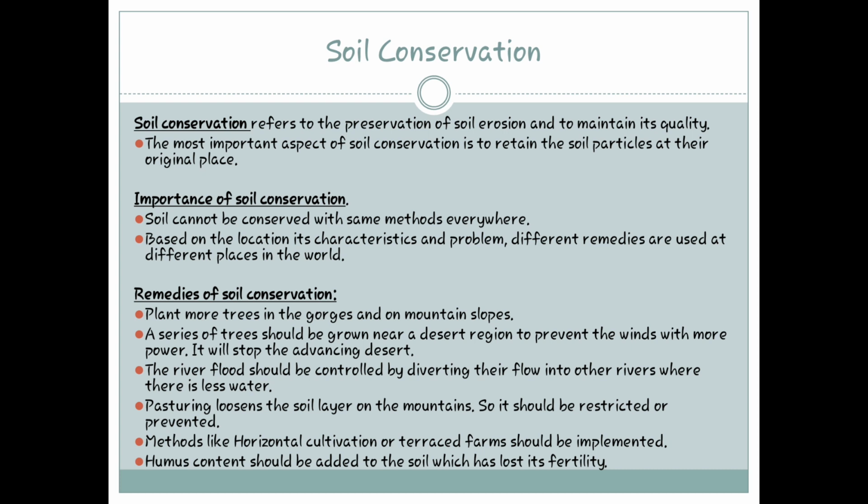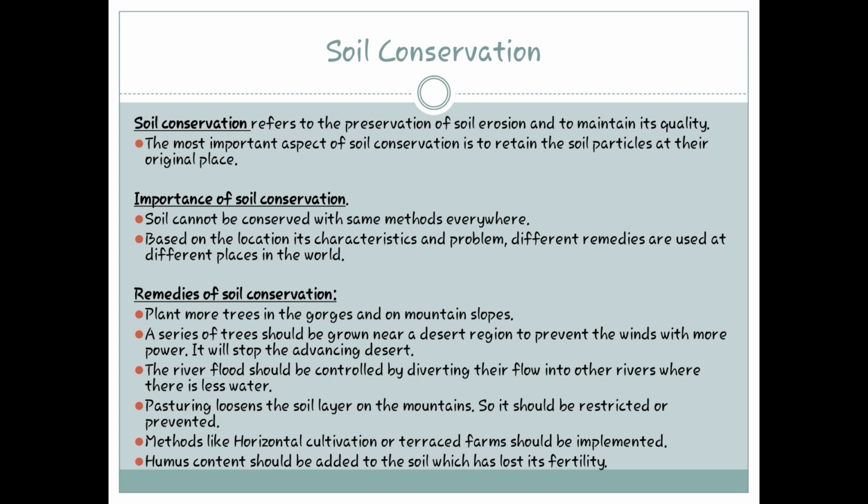Places near desert regions, we should plant more and more trees so that the roots of the trees can hold the soil of that region. And when strong winds are coming, they will be able to hold the soil and we can prevent soil erosion. Thus, we can stop advancing deserts. Deserts moving forward, we can prevent it.